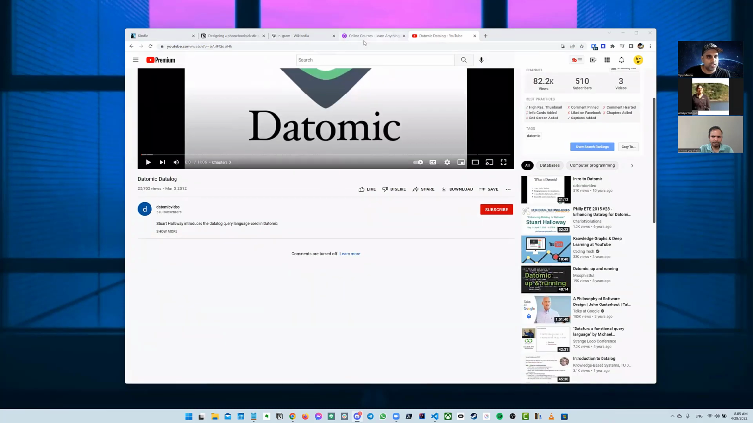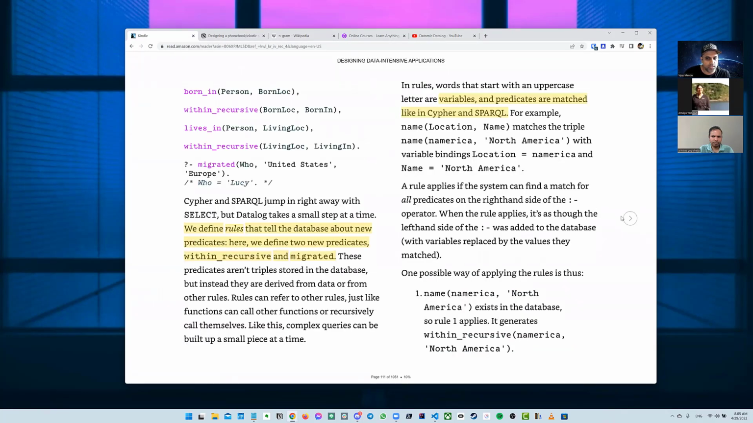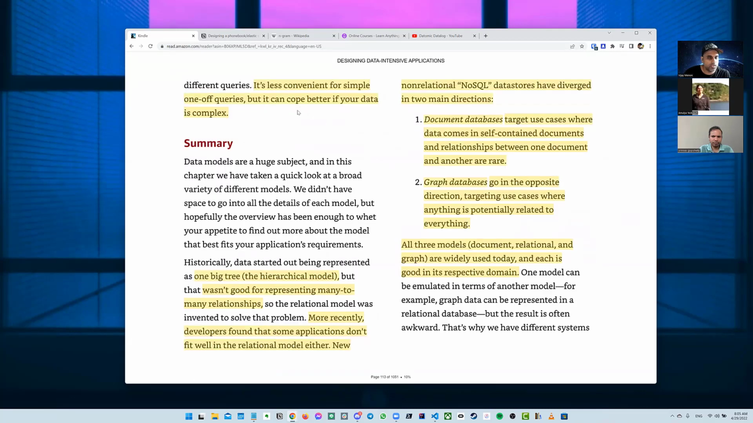You can watch this video on Datalog and how it works, at least the query stuff. I think it's worth going through it one more time and trying to understand how these queries work. As you can tell, it's a little bit different, but it's another way of querying graphs. They said it's less convenient for simple one-off queries, but it can cope better if your data is very complex. So here we are, last section.